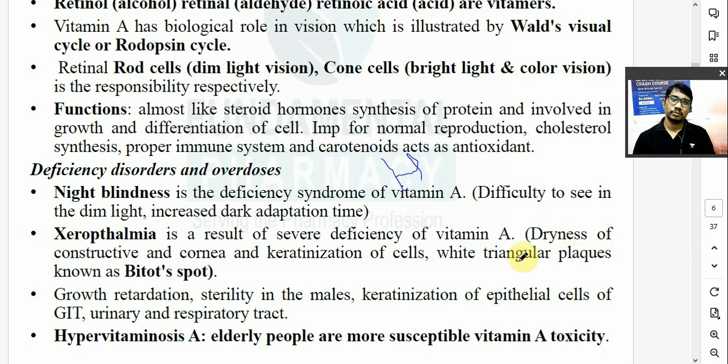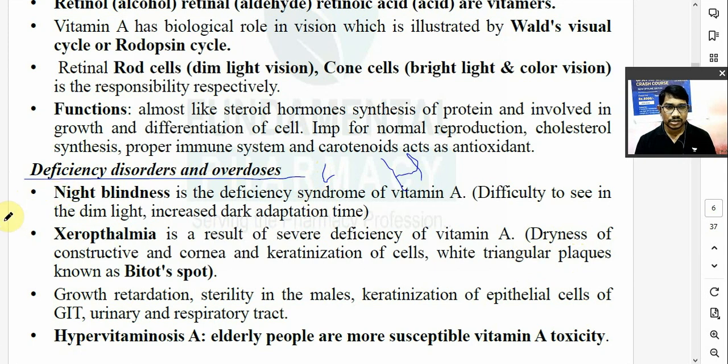Because vitamin A is present as 11-cis retinal in the rhodopsin or Wald's visual cycle. And if vitamin A is not there, we will not be able to see. So night blindness is the early symptom of vitamin A deficiency.